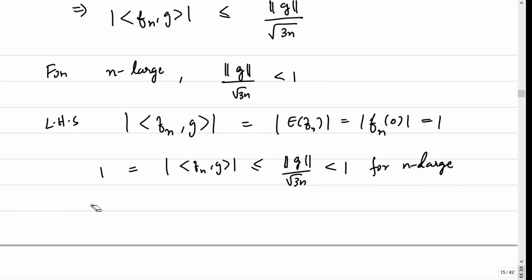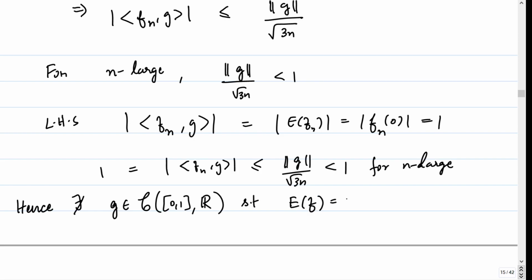So this is a contradiction. Hence our assumption has to be false. Hence there does not exist g in C01R such that E of f is equal to the inner product of f with g for all f in C01R.